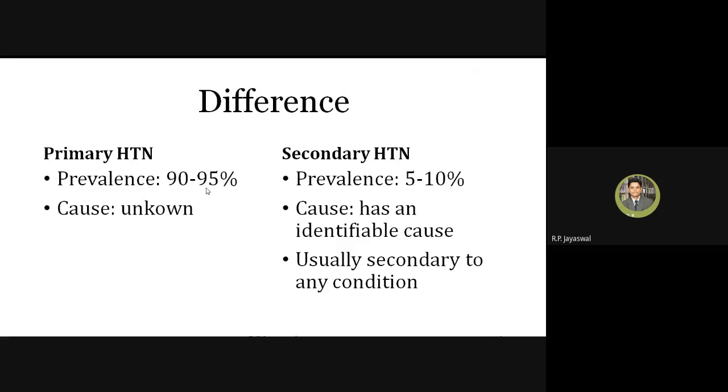So this is the difference we can summarize between primary hypertension and secondary hypertension, where the prevalence is 90 to 95% of cases. In secondary hypertension, the prevalence is 5 to 10% of cases, and the cause of primary hypertension is not known, whereas secondary hypertension has an identifiable cause, usually secondary to some condition. The patient might have a renal disease, an endocrine disorder, pregnancy or some other conditions. In response to that, there can be hypertension for a short period of time.